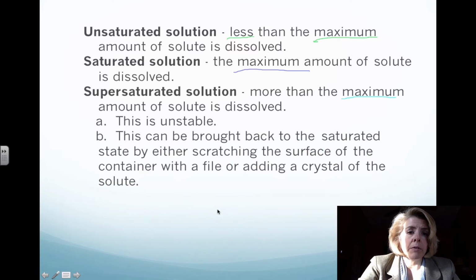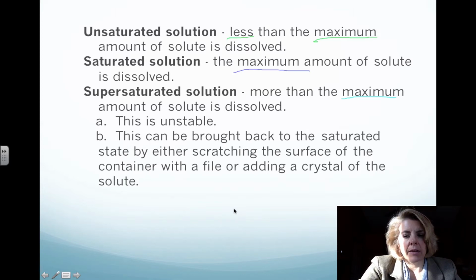Now, when you have a supersaturated solution, you can add a crystal or a piece of dirt sometimes, and it actually will cause it to be saturated. And it's unbelievable when it happens. It's a very instantaneous process. Like I said, I'll have some demonstrations, I believe, that I can show you about this.